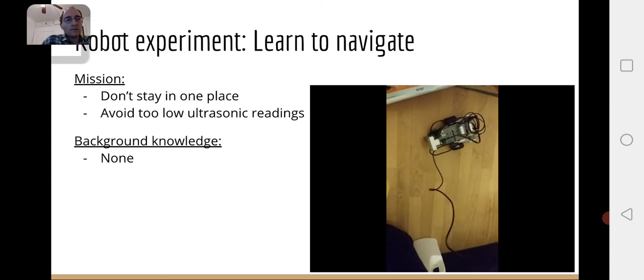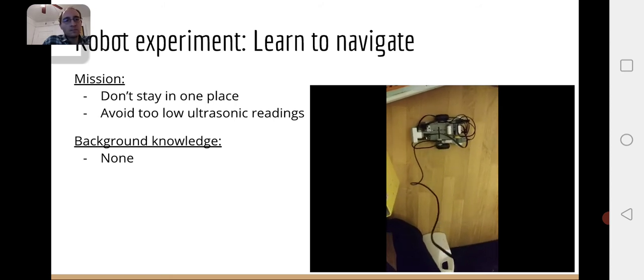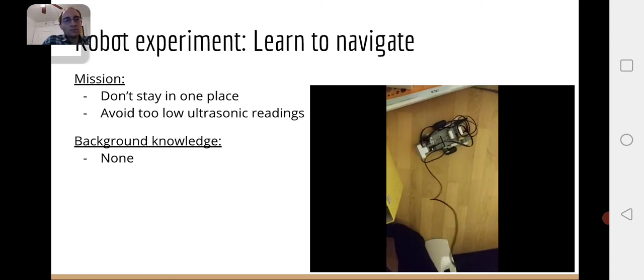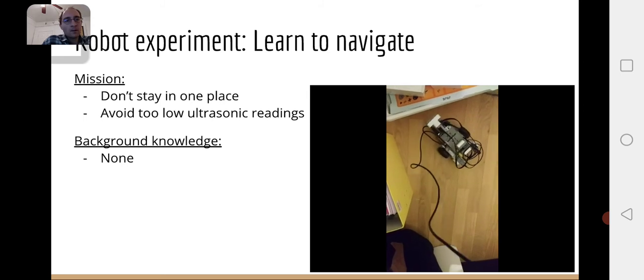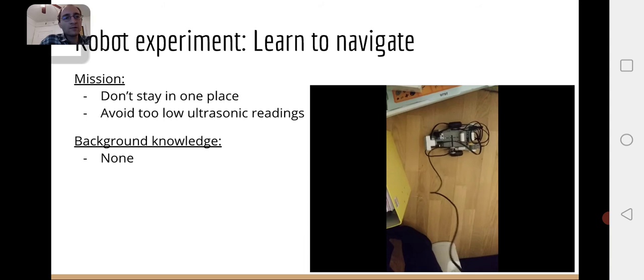And let's see how this turns out. It might make one more mistake or so. Like here it turns to the right, but this is fine, as long as it doesn't move forward.